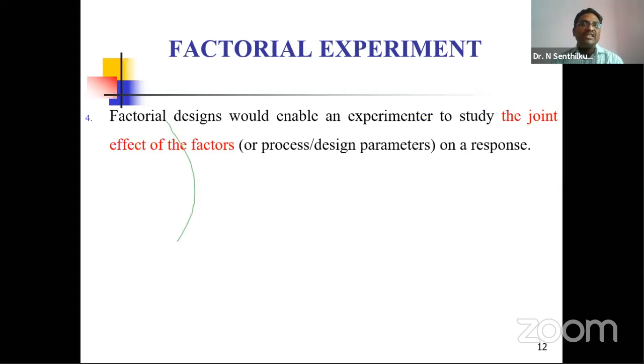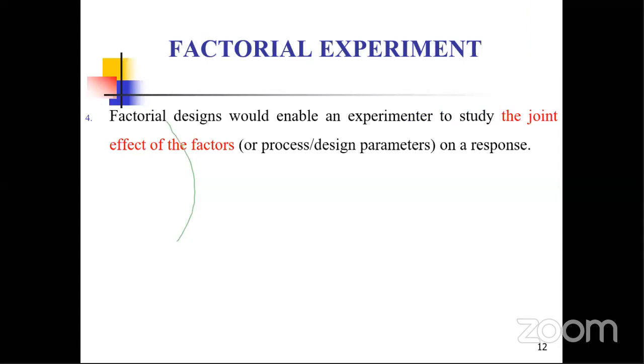The drawback of the single factor experiment is the interaction effect. It does not involve or study the interaction effect among the input parameters. But in the case of factorial designs, the joint effect, the combinatory effect, or the interaction effect, these three are one and the same, can be incorporated during the design stage itself. So we can study the impact on the output. What is the combined impact of cutting speed and feed rate on tool wear? That I can study. What is the combined impact of feed rate and depth of cut on tool wear? That also I can study by using these factorial experiments.